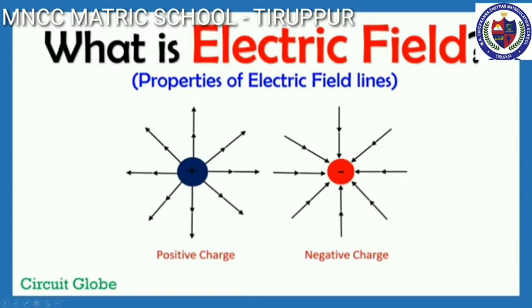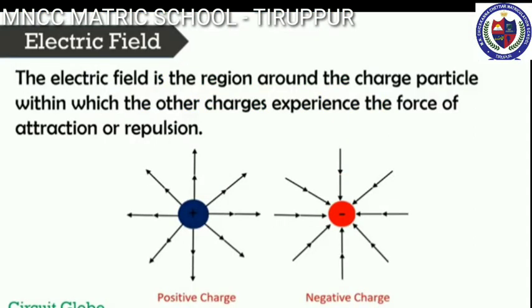Our next topic, electric field. So, what is meant by electric field? The electric lines of force are straight or curved paths along which a unit positive charge tends to move in the electric field. The electric field is the region around the charged particle within which the other charges experience the force of attraction or repulsion. For an isolated positive charge, the electric lines of force are radially outwards, and for an isolated negative charge, they are radially inwards.